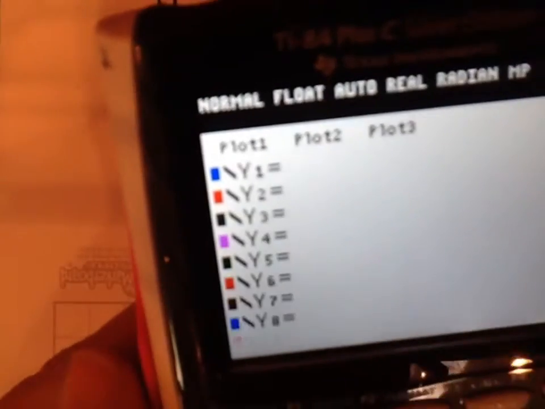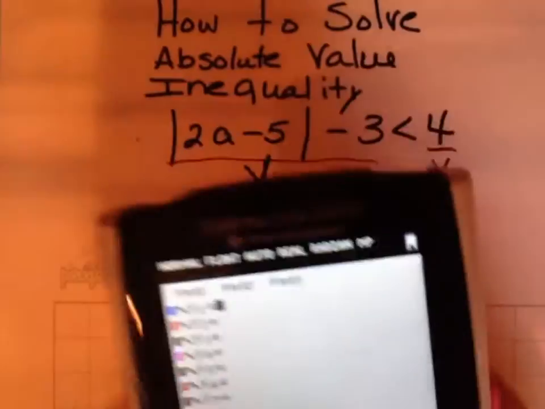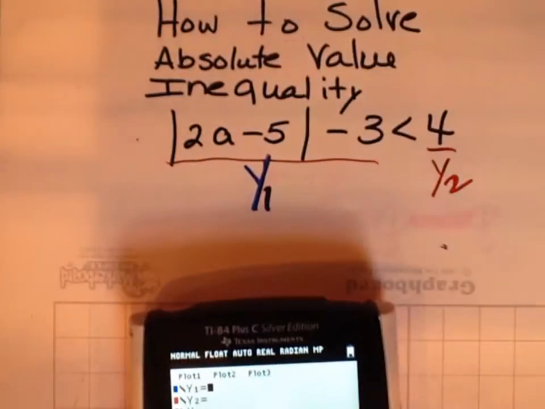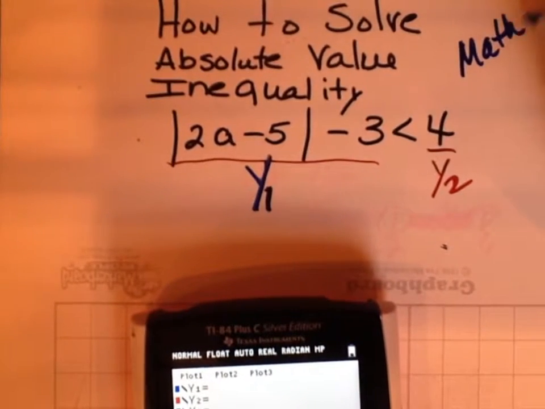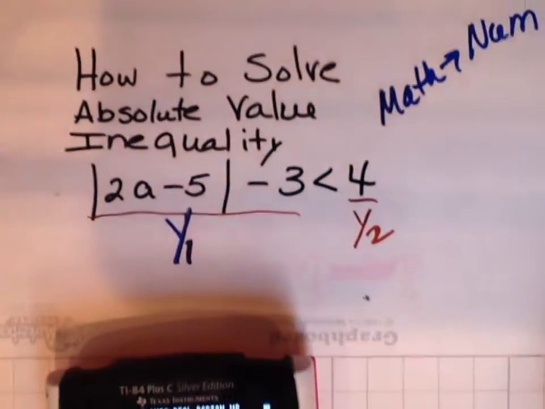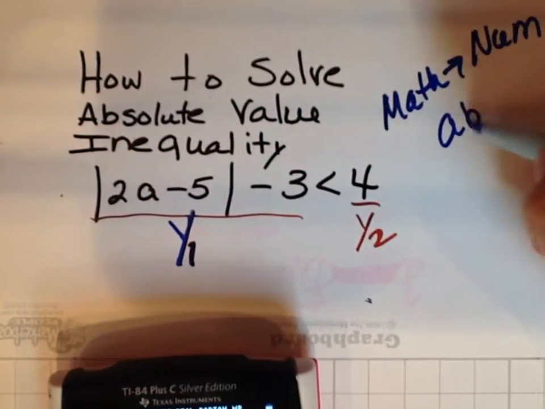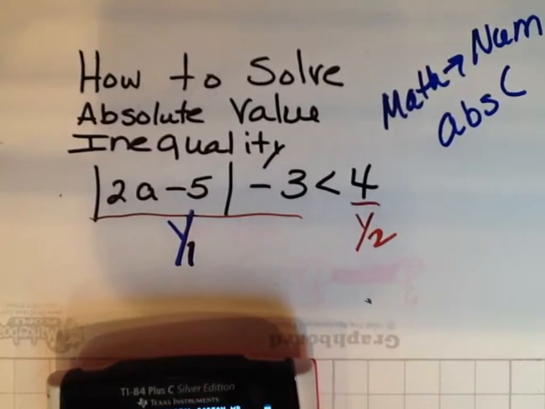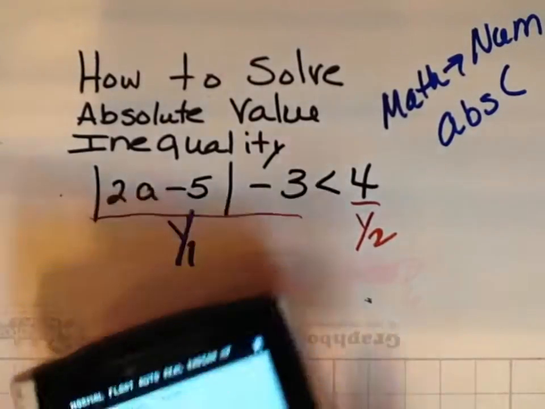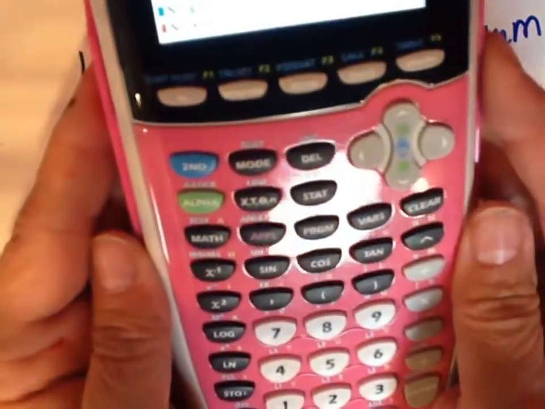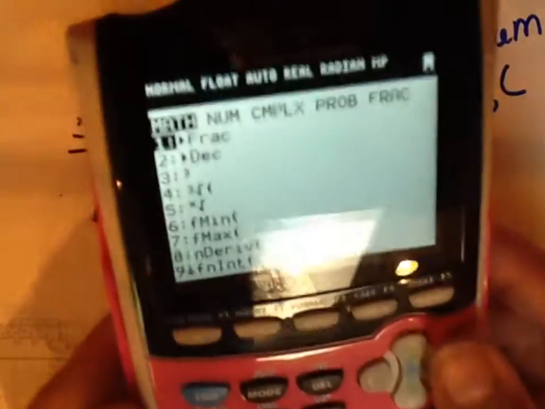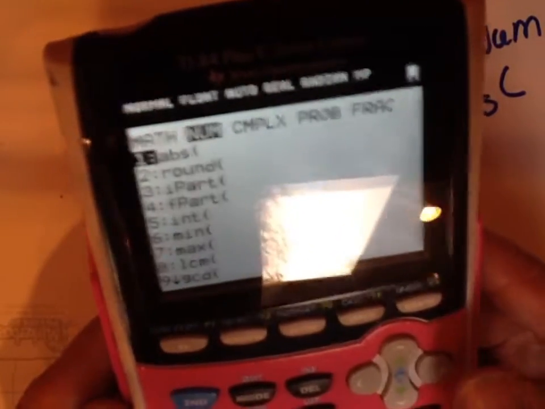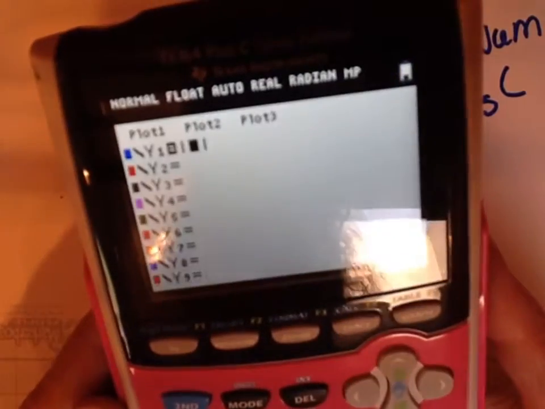So first of all, put it in y1 and y2. As usual, we're going to hit y equals on the calculator. To find the absolute value bars, you go to math, then over to number. And there it is, math and number. ABS with a parenthesis at the top, that's your absolute value bars. So I go over to math, and I'm going to arrow over to number, and there's my ABS.